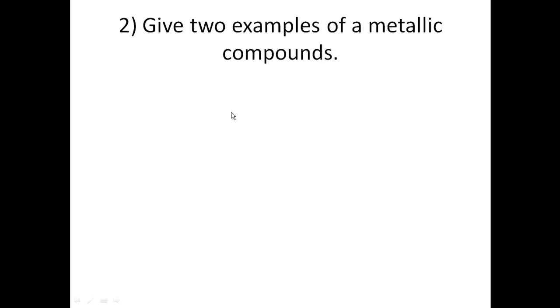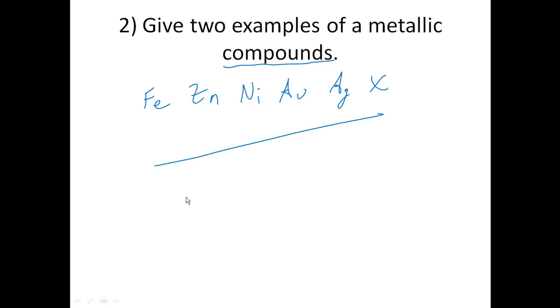So give me two examples of a metallic compound. Well, part of it is the fact that it's a compound, so I can't just say something like iron or zinc or nickel or gold or silver, because those are not compounds. So you can't do any of those. But what you can do is, let's say I put iron and I put chromium in it, and that plus a couple of other little things are going to make stainless steel.